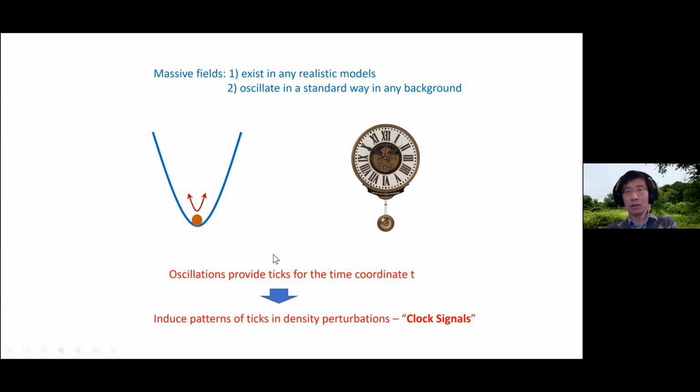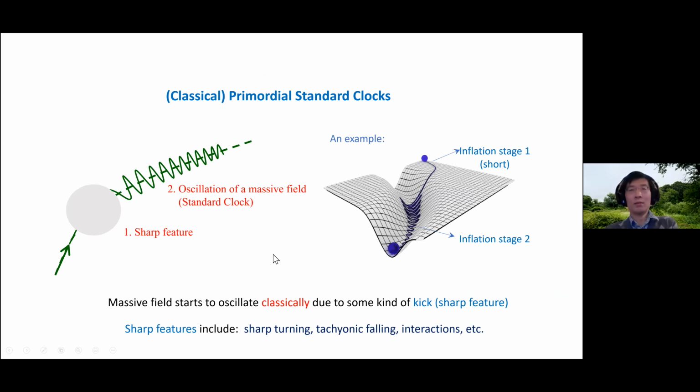Namely, they oscillate harmonically. So those harmonic oscillations will provide ticks for the time coordinates, as I will explain in more detail later. They induce patterns of ticks as a function of wave numbers in density perturbations, which we call clock signals. I'll explain in more detail how those are calculated and what the patterns are.